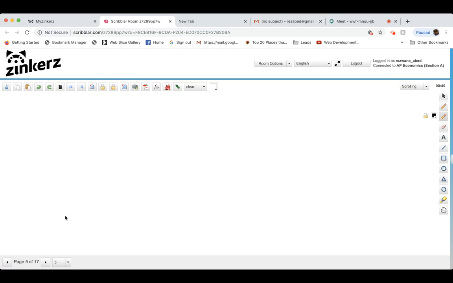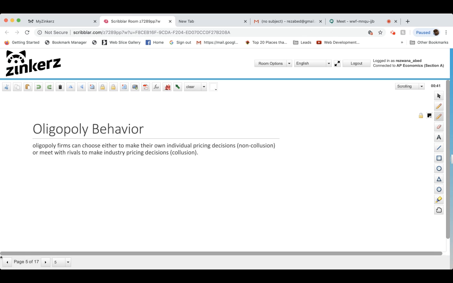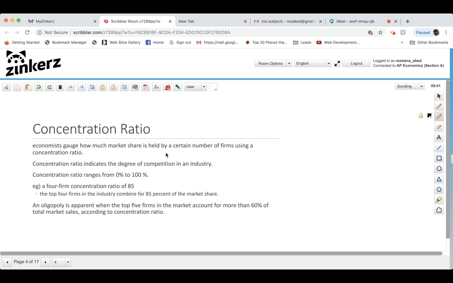So then we also talked about this idea of concentration ratio, where economists use this to understand how much market share is held by the few large firms in the industry. So usually we do it with 4 or 8 large firms, right? And here you just add up the market share that is being held by the 4 large firms or the 8 large firms. So you're basically just adding them up. Okay.